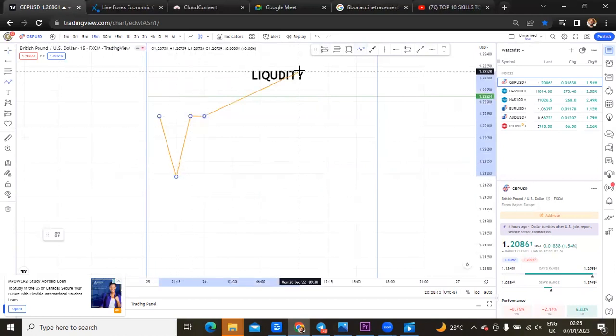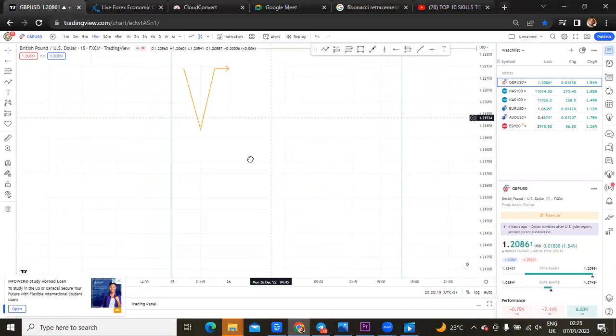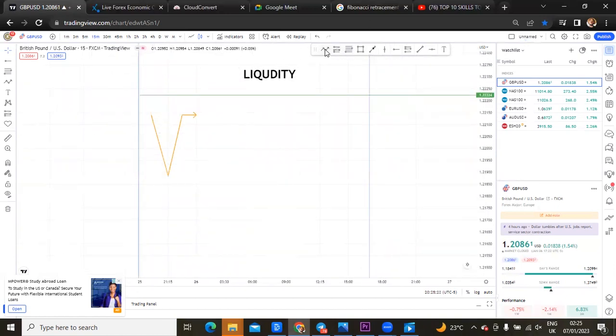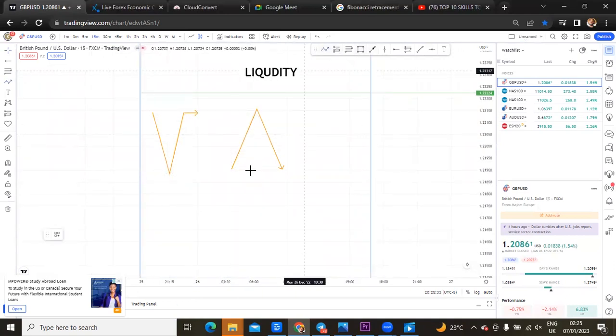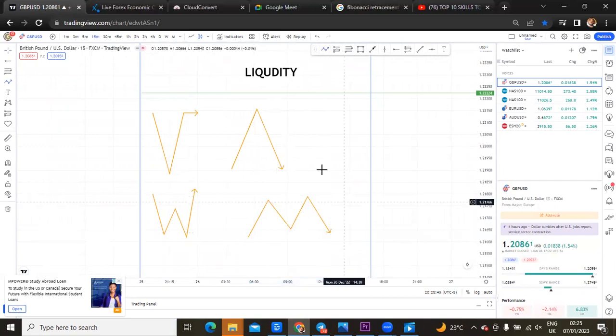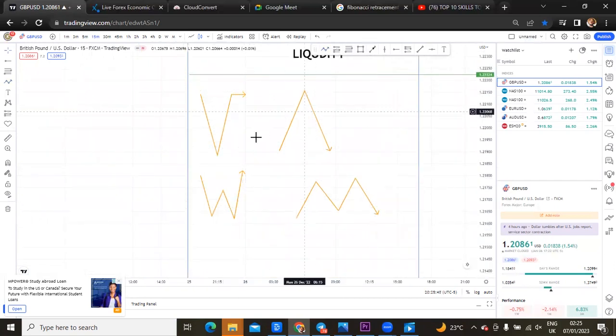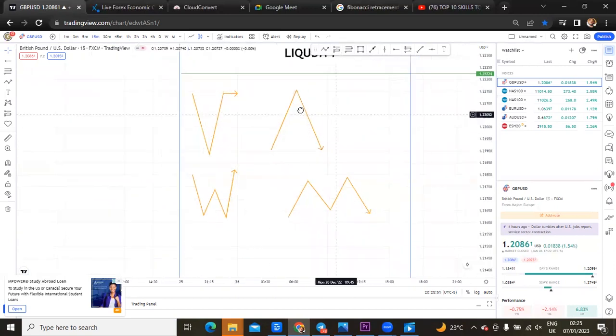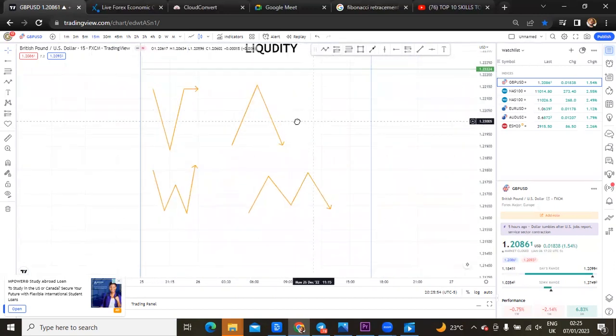Lowest points like this. Highest points like this; they're mostly identified by a wick. Here too, there'll be a wick. We have double bottoms or relatively equal lows, and we have double tops or relatively equal highs. So if you can identify these four patterns on the chart, then you're good.